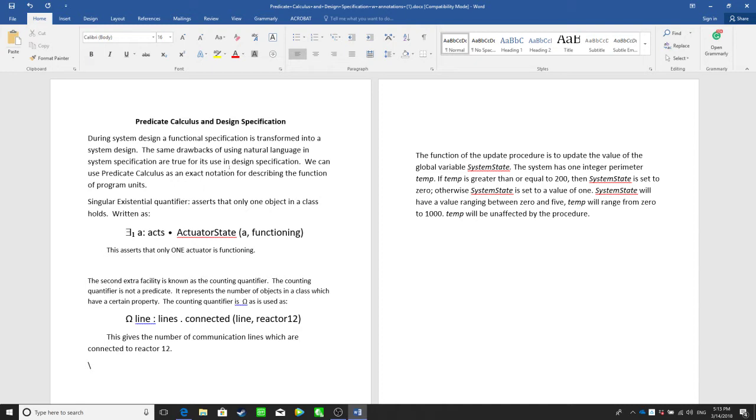One is the singular existential quantifier. It asserts that only one object in a class holds, written like this. If we do it here, A belongs to the X, the accurator state. So A is an accurator, and the accurator state is functioning. This part states that A's accurator state is functioning. So A has the accurator state, which is functioning.